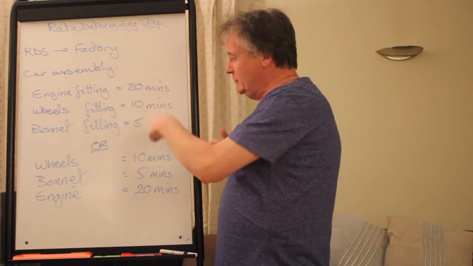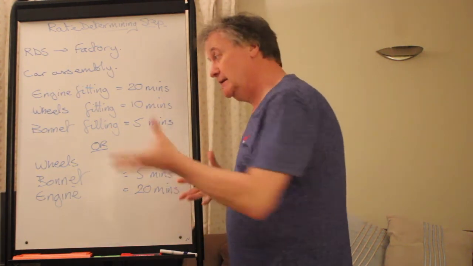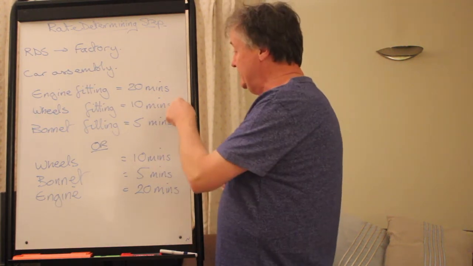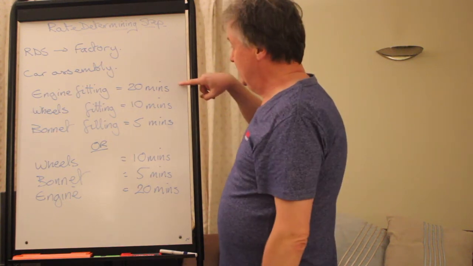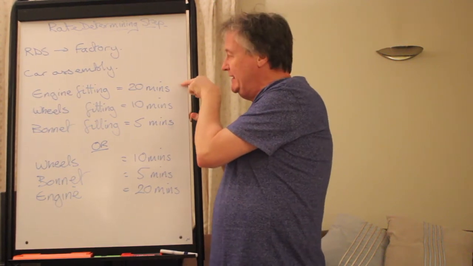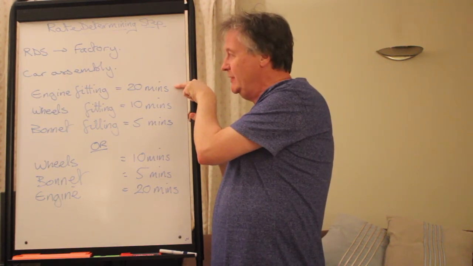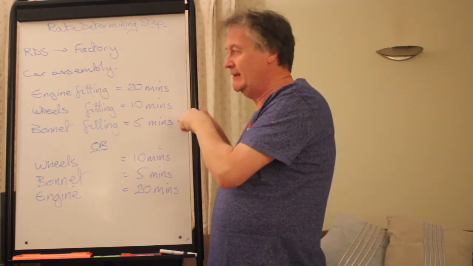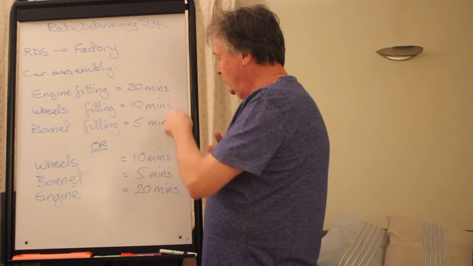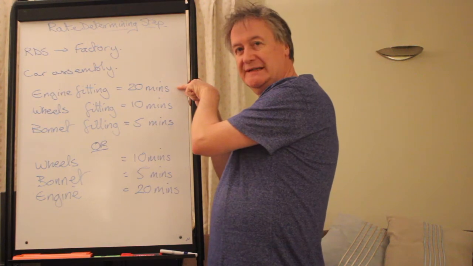So if you think of it in this order, the engine gets done for 20 minutes and then the car goes down the line, spends 10 minutes having its wheels fitted, 5 minutes having its bonnet fitted. There is no delay in that. There is a delay. The delay is the engine fitting here. So here's the backlog. This is the thing that takes the longest. And then once the car goes on, you don't get a backup of engine fitted cars down this little part of the production process. So all the backlog appears when you're fitting the engine.